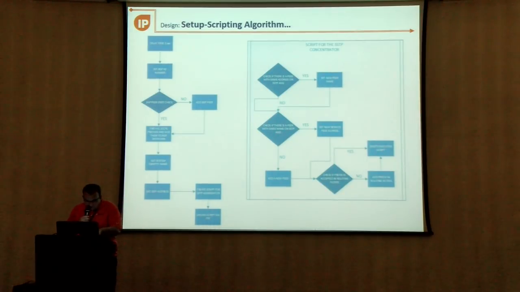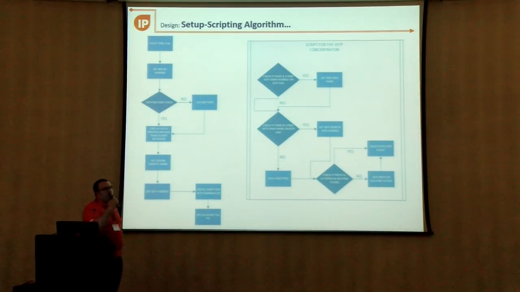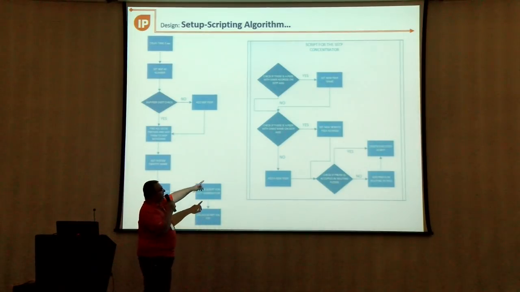So if the answer is no, we will check if there is a peer with the same name on the SSTP aggregation. Same thing if you are trying to add two peers with the same name. There is no point of that. I mean, I think you can add two peers with the same name but different remote addresses. So we will check if there is a peer with the same name.